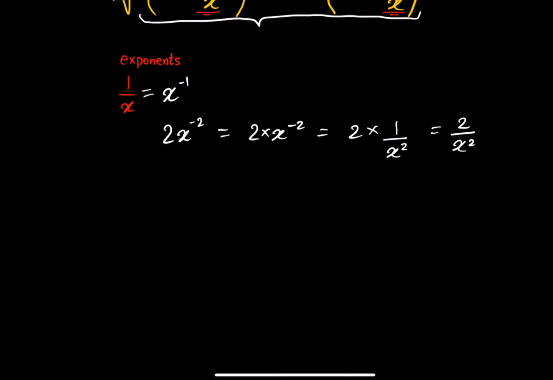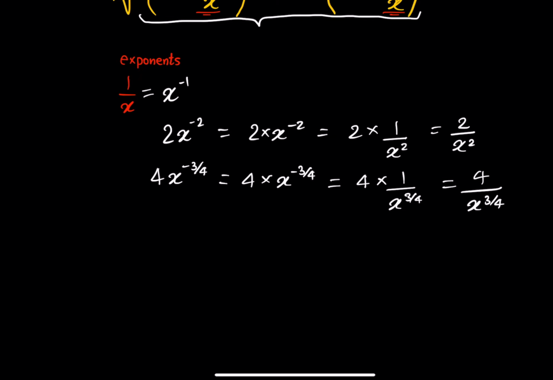Another example would be multiplying 4 by x raised to the power negative 3 over 4, which gives us 4 times 1 over x raised to the power 3 by 4, which gives us this.